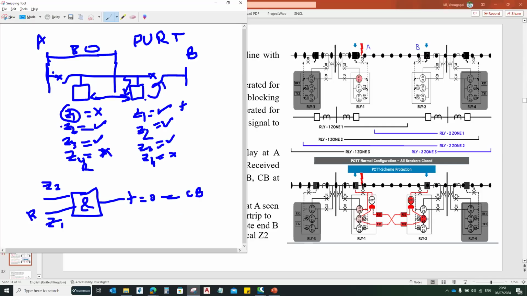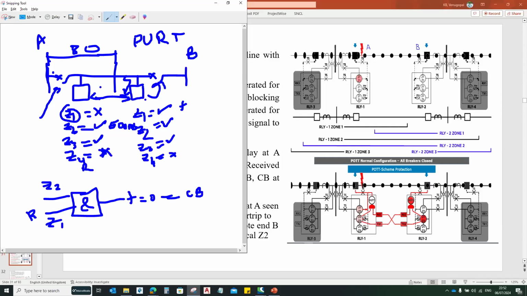So by using this, the benefit I am getting is that I am overriding the zone 2 operating time, that is 500 milliseconds. In normal conditions, we trip the circuit breaker only after 500 milliseconds. But by using this permissive underreach scheme, when zone 2 operates from this end and zone 1 operates at the other end, it means that the fault is within this protected zone only. It means that the fault is within the protected line only.